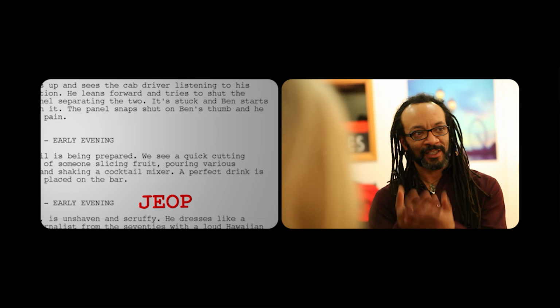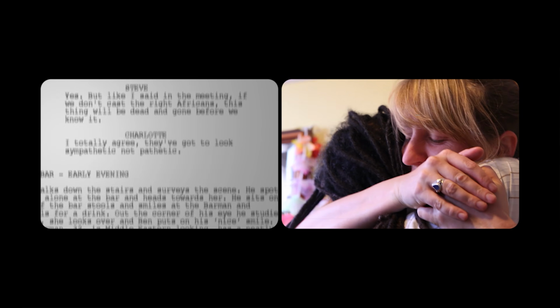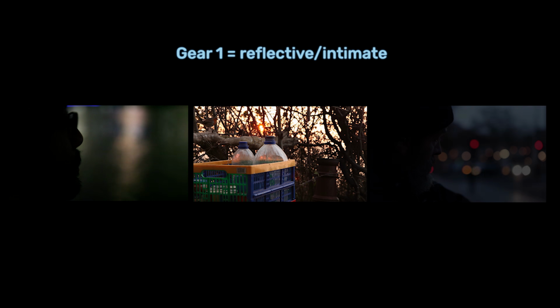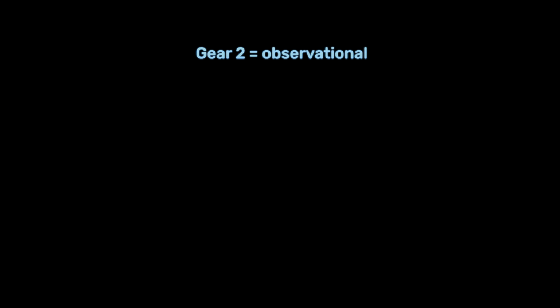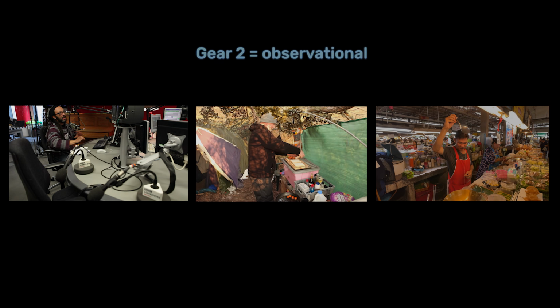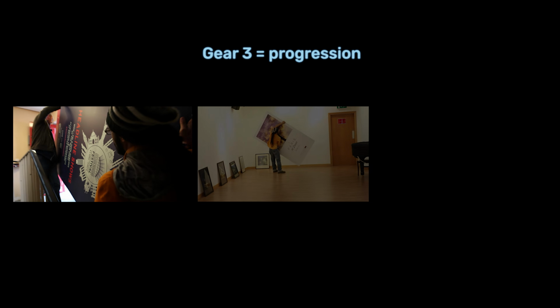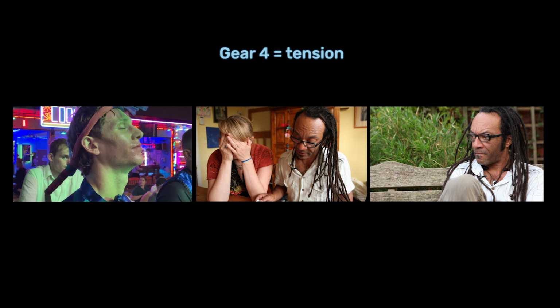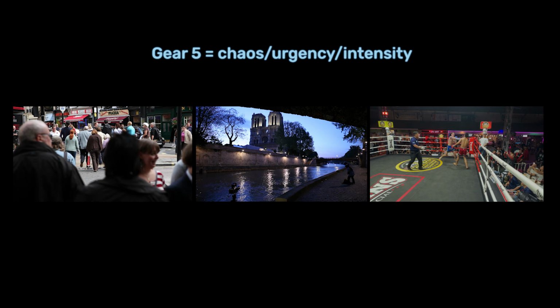Think about the different types of emotions throughout any film and how many of them psychologically cluster around different types of speed. Now, this is by no means an exhaustive list, and there's always some caveats in editing, but consider this list. Gear 1 could be reflective or intimate. Gear 2 could be observational. Gear 3 could be progression. Gear 4 could be tension. And Gear 5 could be chaos, urgency, or intensity.